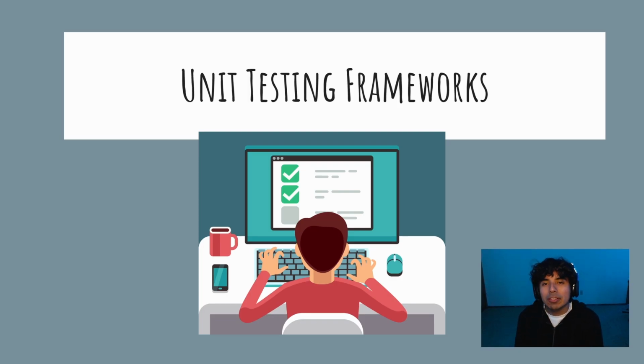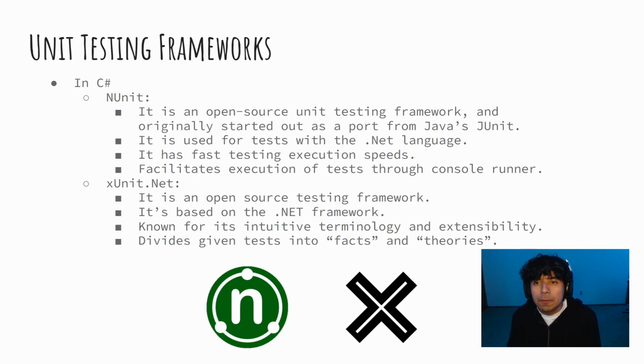Alright, now let's talk about unit testing frameworks. The first batch of unit testing frameworks that we're going to talk about are in C#. The first one is NUnit, a popular open source unit testing framework for C#. It's ported from JUnit, and it's used for the development and execution of tests through the .NET language. It helps facilitate batch execution of tests to the console runner. And the console runner essentially helps in loading, exploring, and executing tests with the help of the NUnit testing engine.